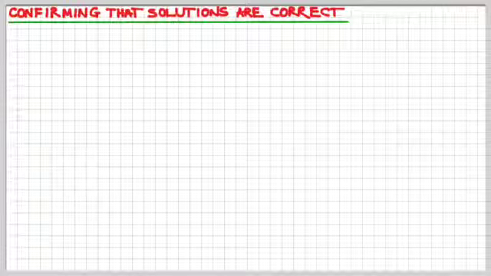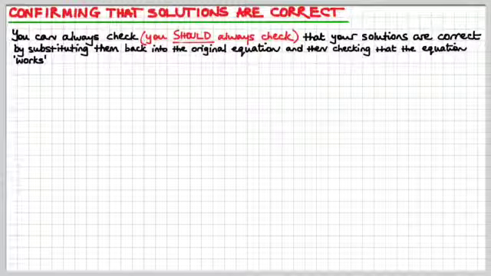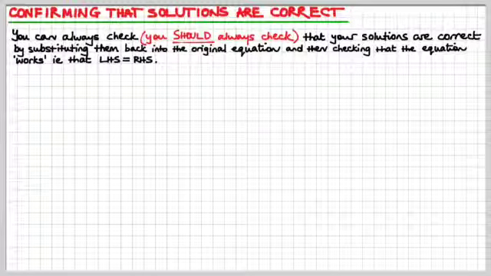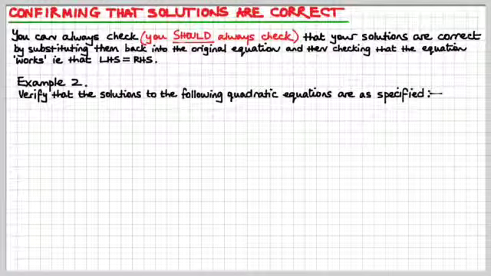Now, this is an interesting little section here. It's called confirming that solutions are correct. It's pretty easy to do, guys. You should always check that your solutions are correct for any equation at all by substituting them back into the original equation, not just quadratics, but any equation, and then checking that the equation works, because we all make mistakes, we all get tired, our brains don't work properly. So you always check by substituting your solution back into the original equation, that the left-hand side in fact does equal the right-hand side, e.g. the equation works. Okay?